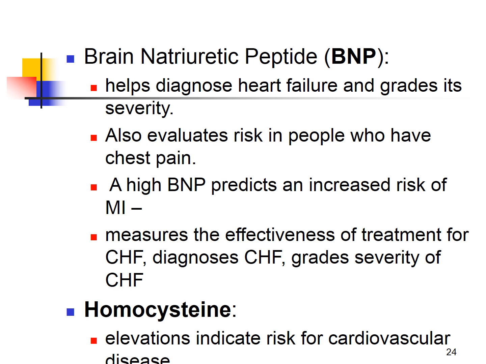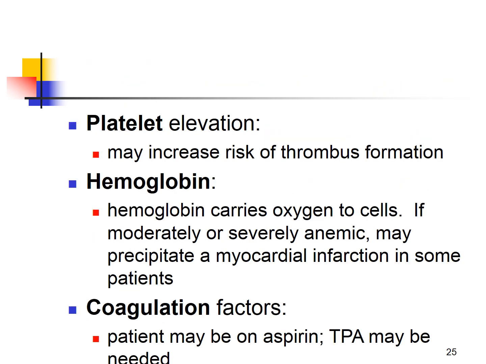So elevated level tells us that the patient has risk for cardiovascular disease. Next slide. And then platelet elevation puts the patient at risk for thrombosis. So it's important to look at that to help us assess what's going on with the client. Hemoglobin level, what hemoglobin does by carrying oxygen to the cell. If moderately or lower, if the patient is anemic, that may precipitate a cardiac infarction because the patient is not getting adequate blood oxygen flow to the cells.